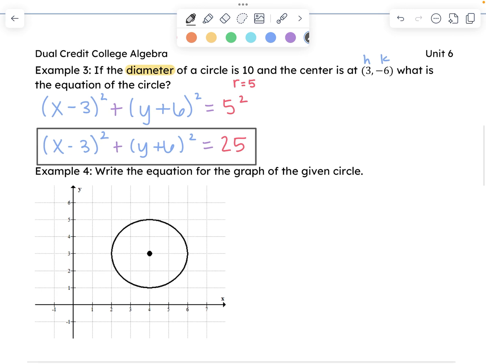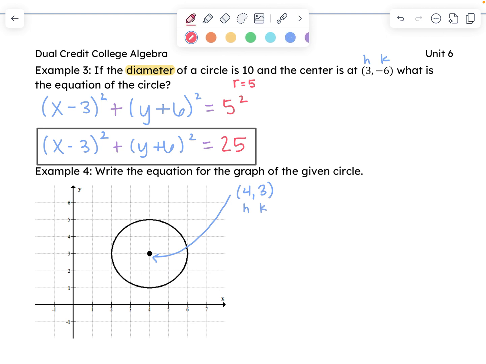Okay, example 4 says write the equation from the graph. So we're given a graph and now we need to write the equation based on the graph. So remember, for our equation, we need our center and we need our radius. And if you look, they have our center very nicely drawn for us. Our center is at (4, 3). So that's my h and my k.